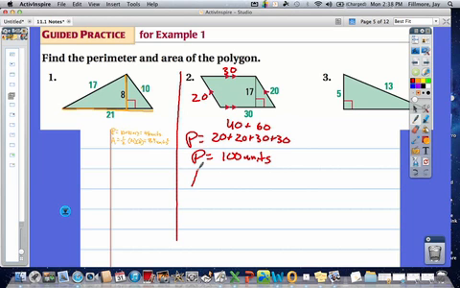The area of a parallelogram is just the base times the height. Well, the height we can see is 17. And the base is whatever is perpendicular to the height, which is our 30. So 17 times 30. If we multiply that, give me 1 second here. Should be 510 square units.